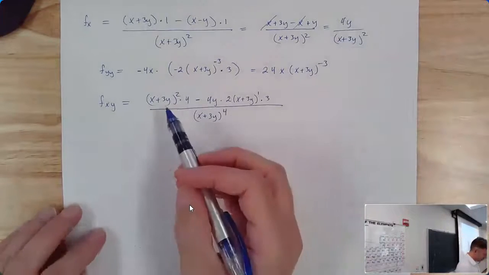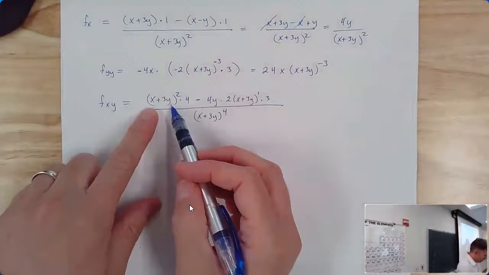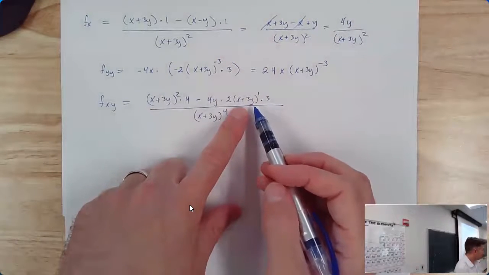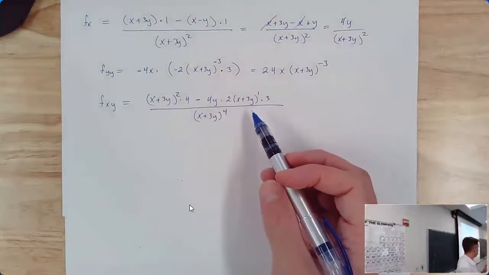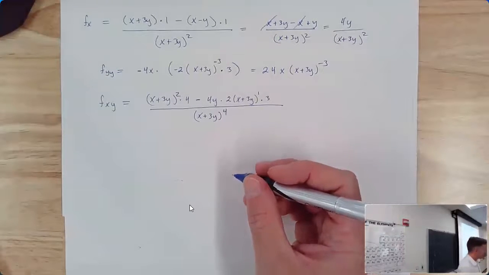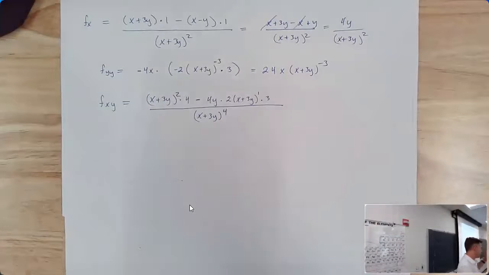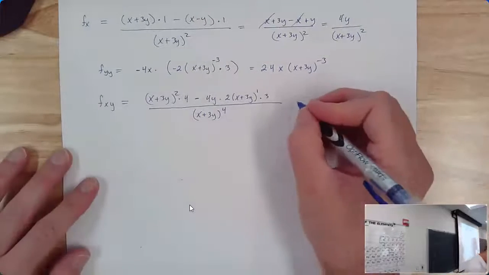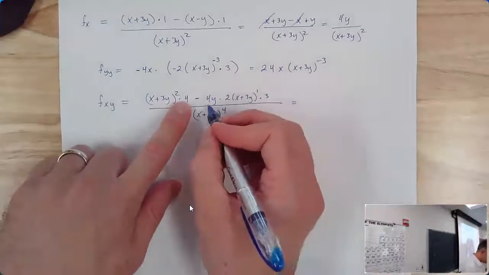So I see in the numerator here, I have an x plus 3y squared here, and an x plus 3y to the first here. And I can definitely factor out an x plus 3y to the first. I can also factor out what? It's an easier thing to see. What number can I factor out from the top for sure? 4. There's a 4 there, there's a 4 there.